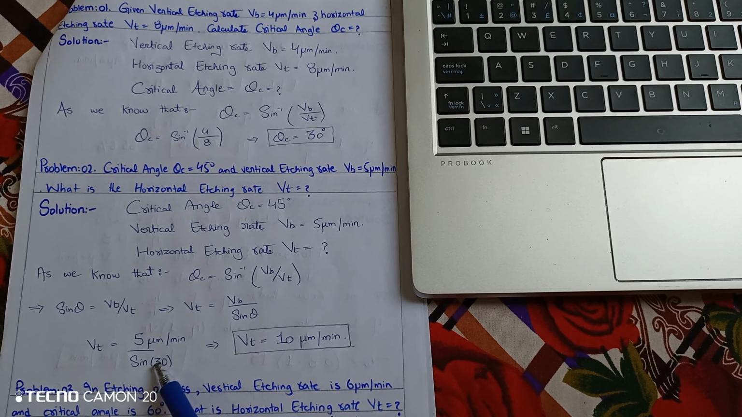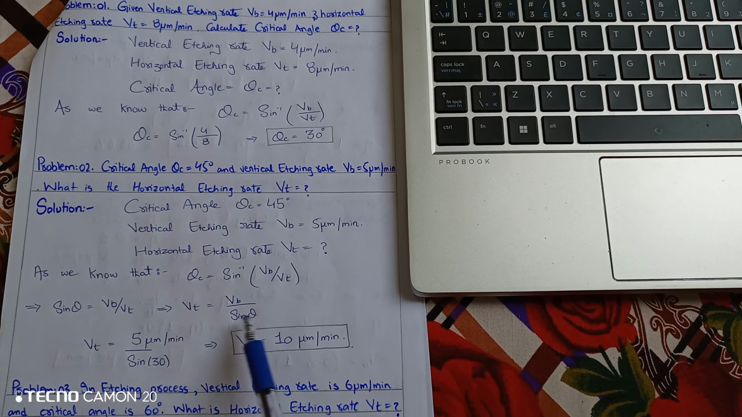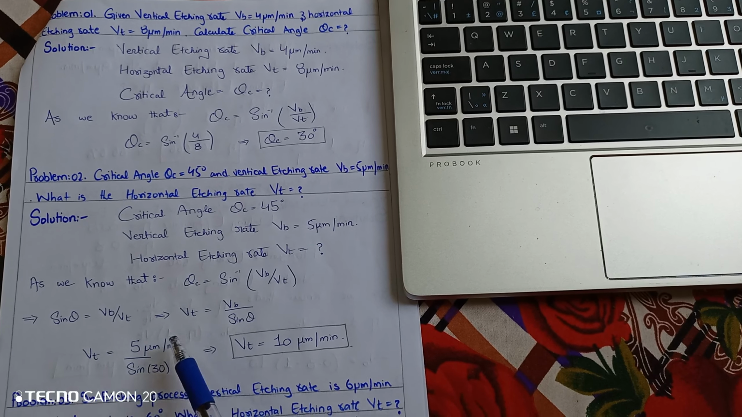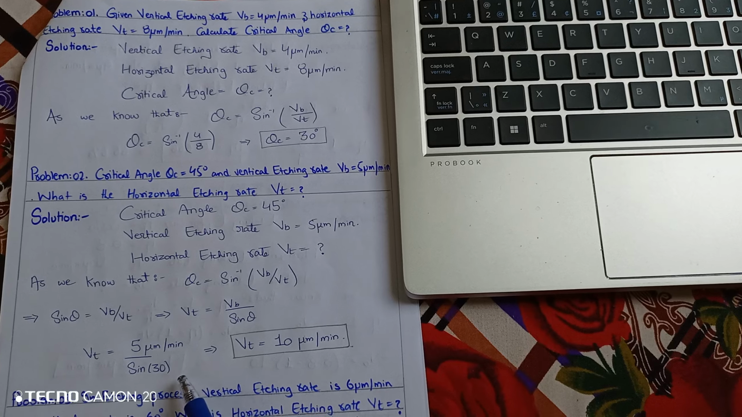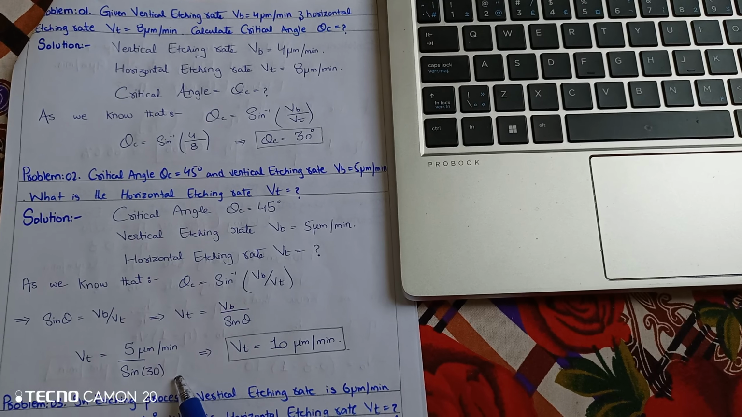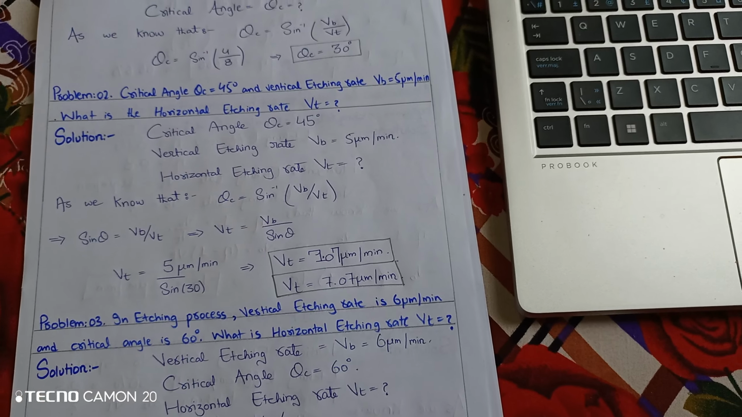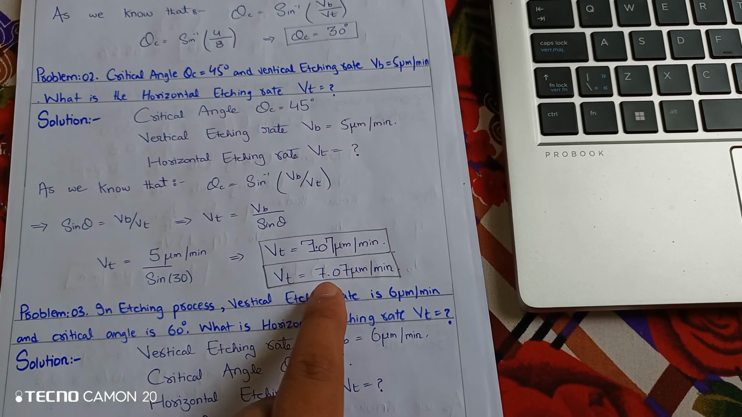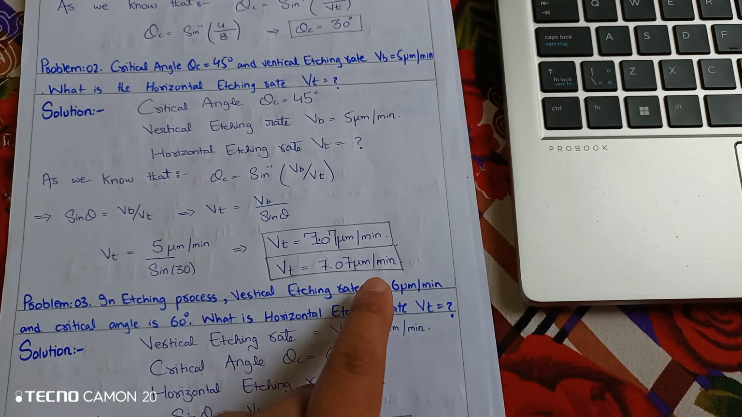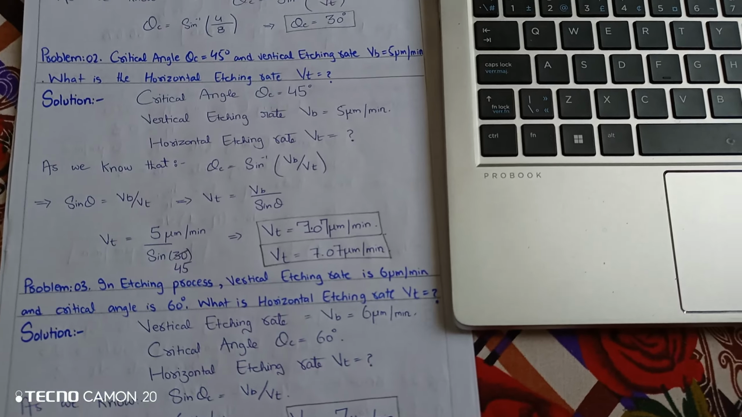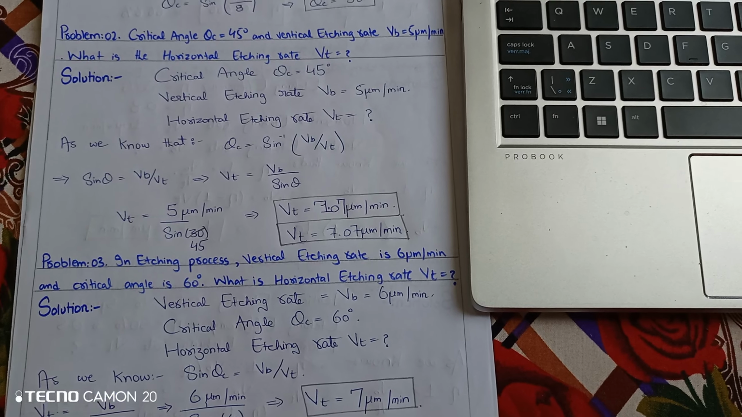Putting the value of VB, which is 5 micrometer per minute, and putting the value of the angle, which is 30... here you have to put 45. Okay, not 30, the angle is 45 degree. Sorry, by mistake. So here you can see the answer. After putting sine of 45 degree you will get 7.07 micrometer per minute, which is the horizontal etching rate. So this is how you can find the horizontal etching rate.